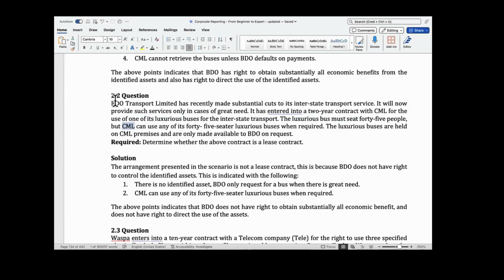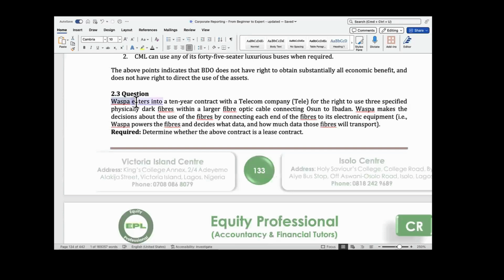This one, WASPA enters into a 10-year contract with Telecom for the right to use 3 specified physically dark fiber within a large fiber optic cable connecting Osun to Ibadan. Okay. So WASPA makes the decision about the use of this fiber by connecting each end of the fiber to its electronic equipment. WASPA powers the fibers and decides what data and how much data those fibers will transport.